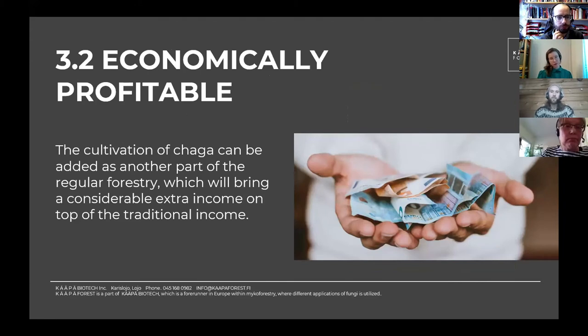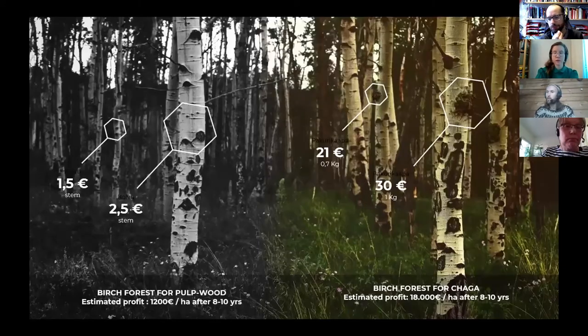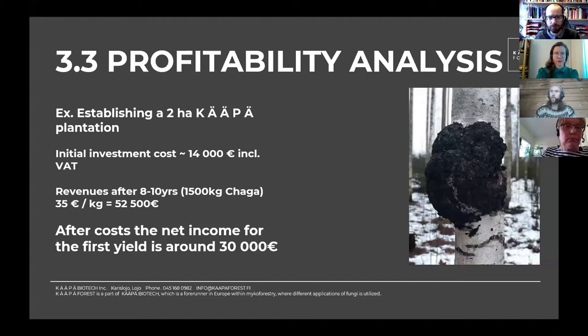For our cultivation partners, one of the reasons to cultivate is the economics. You can do it as a part of your regular forestry and get some extra income. Or if you have, let's say, a birch forest which isn't very profitable, which will never make logs, you can make it lucrative. Here's a quick example showing what kind of numbers it could be for pulp versus chaga. There's a short profitability analysis. We won't go through this now, but in the Q&A section, we can also discuss numbers in more detail. And you can contact me as well.